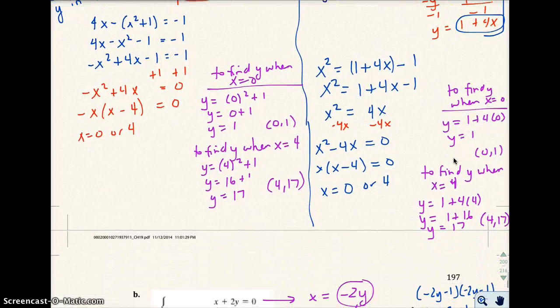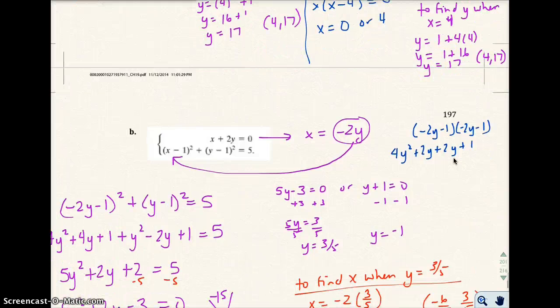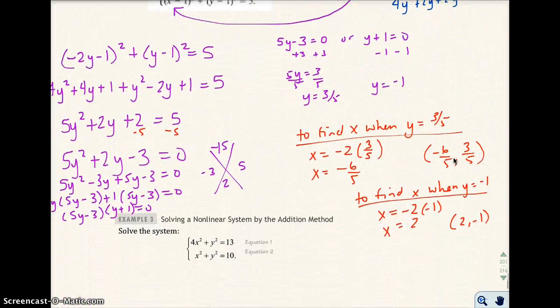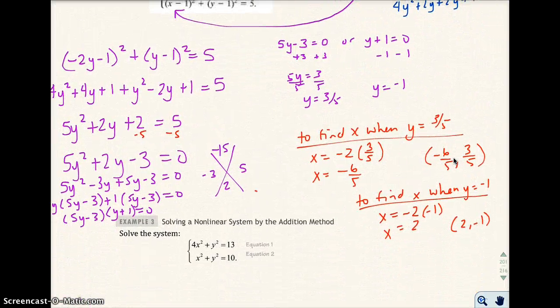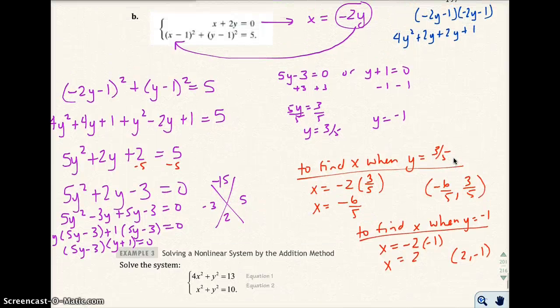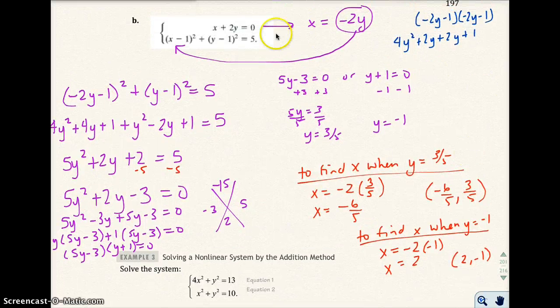And then for the second on your own, part B, I think the only variable easily isolatable will be the x on top. So I solved for x and got negative 2y and put it into the second equation. And that gave me negative 2y minus 1 and that entire thing squared. So I wrote that twice, multiplied it out, and got this. And then I multiplied out the y minus 1 squared, got that.